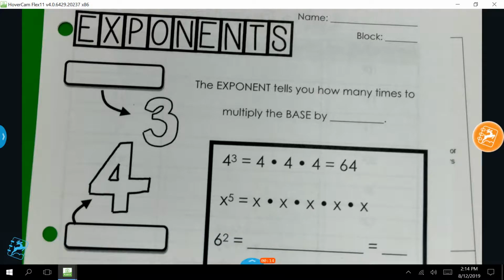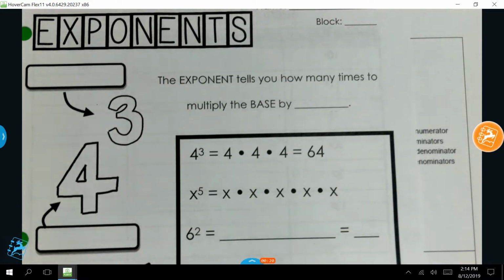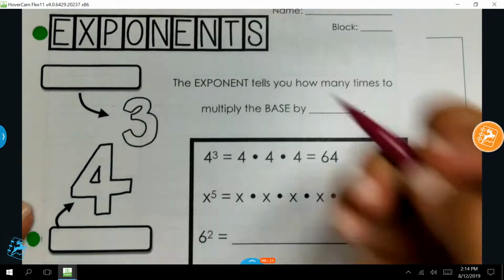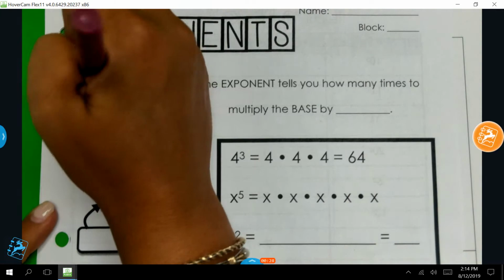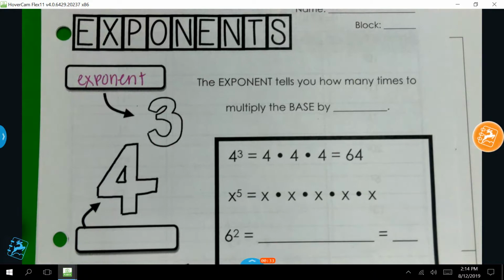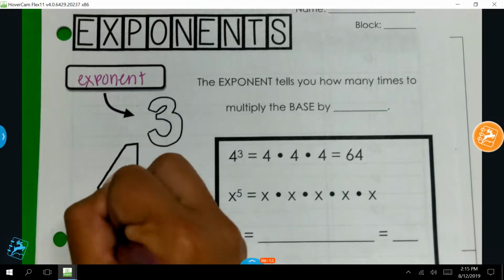Alright guys, so exponents. Can somebody tell me, looking at that picture right here, which one is an exponent? Which number? 4 or 3? Done. 3. So that 3 is an exponent. What do you think that 4 is called? If it's not an exponent, what do you think it's called? A base. Good job. That bottom number is your base.